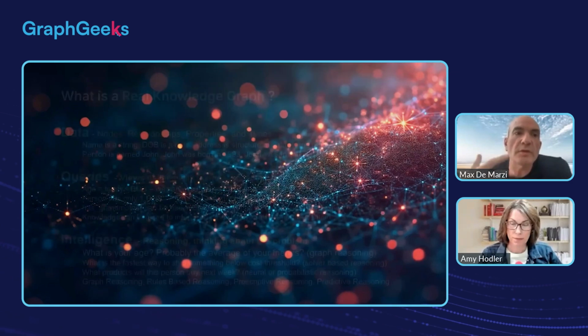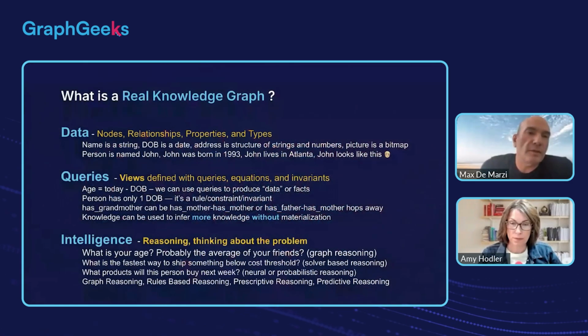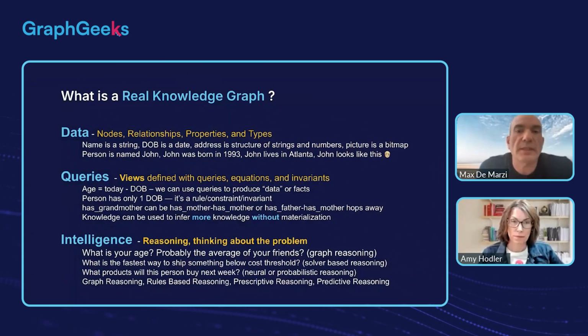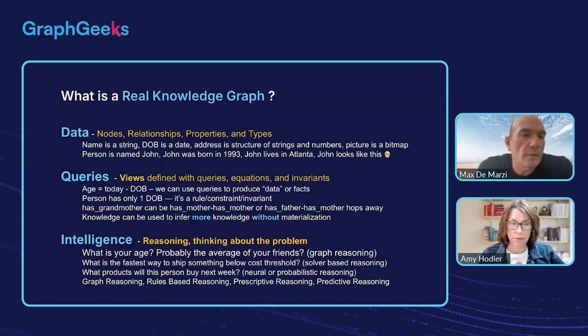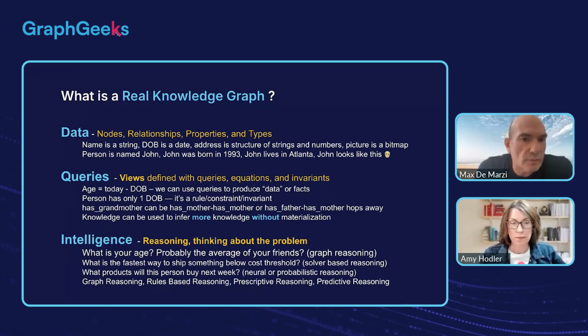So what is a real knowledge graph to me? It's a knowledge graph that handles 3 different concepts very well. One is obviously the data itself. You have to have this. These are your knowledge relationships, properties, and types. So you have a name, a date of birth, you have an address, you have a picture as a bitmap that can also be part of the data. And you have these relationships where the person is named John, or they were born on a particular date, they live in a particular city, and they look like this picture of a bitmap that we saw earlier. And most vendors can handle data at level 1, some better than others, but most of them can handle that.